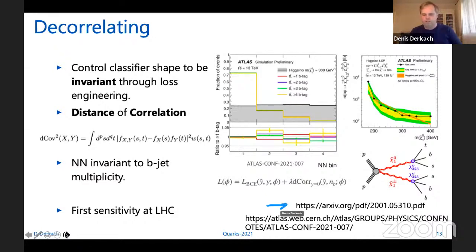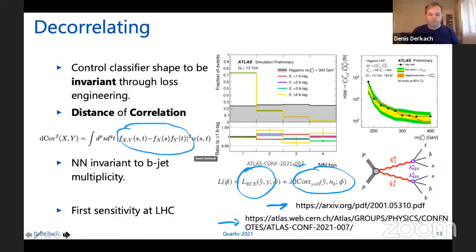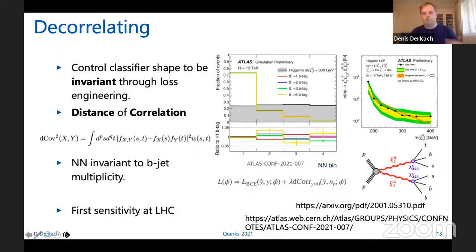This is a paper from January 2020, but it's implemented in the Atlas pipeline just recently. It uses the distance correlation inside the loss. So you add to a normal classification loss a correlation distance, which actually says how independent the distributions are. Using this approach, you can create a decorrelated classifier that can produce an invariant solution to some particular observable.